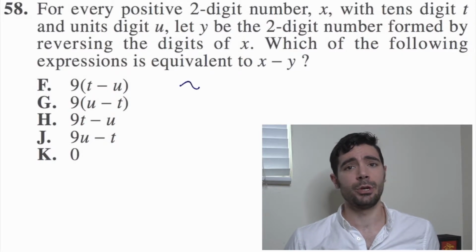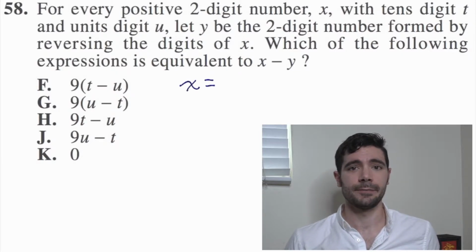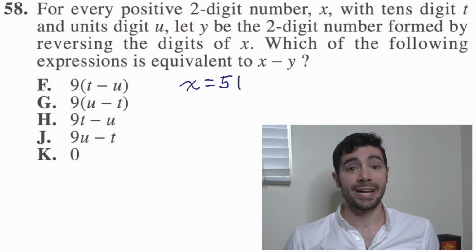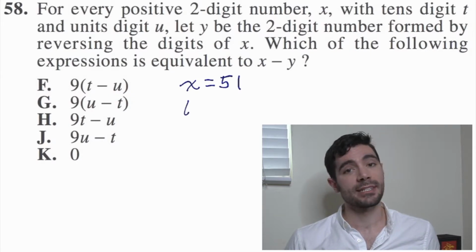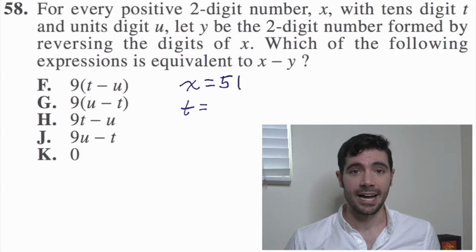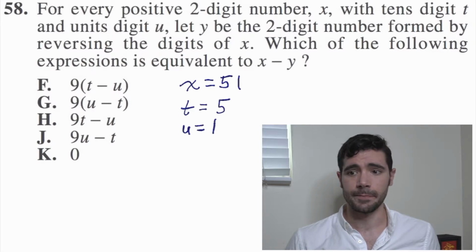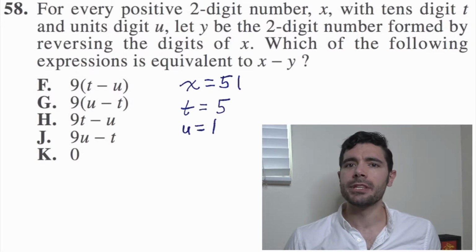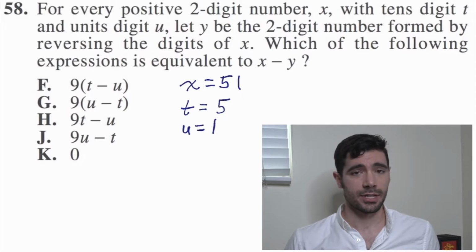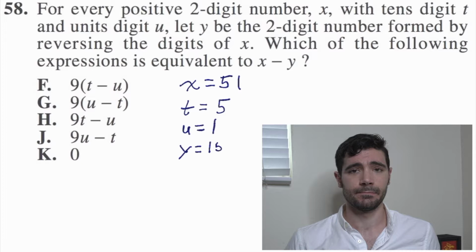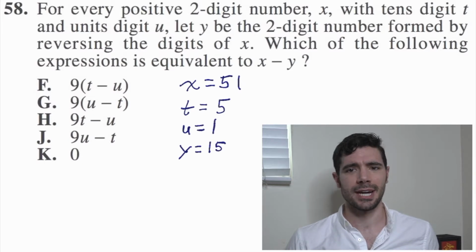So every positive two-digit number x, what do you want x to be? I'm going to choose 51, because it's my favorite composite number. All right, so x is 51 with tens digit t. Well, what's the tens digit of 51? 5, right? And then the units digit would be 1, so that u is 1. Okay, x is 51, t is 5, u is 1. And let y be the two-digit number formed by reversing the digits of x. Okay, well if x is 51, then that means y is 15. Sweet. I got all four numbers assigned at this point.